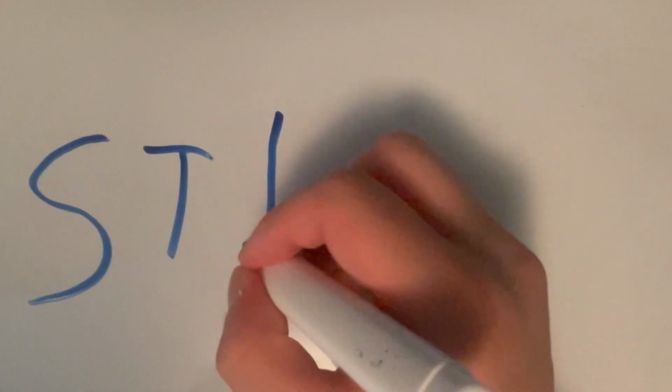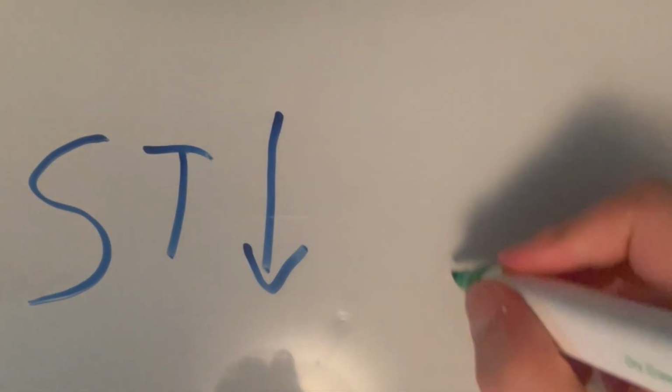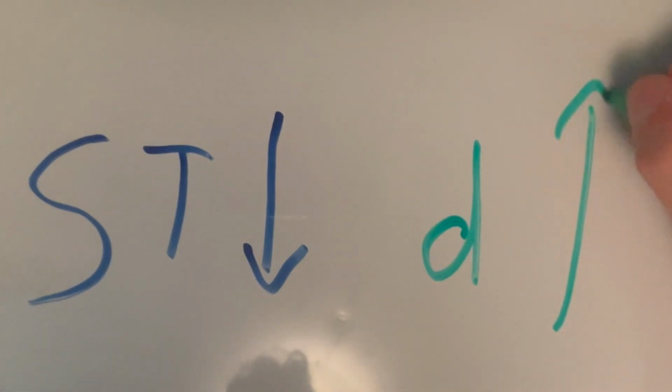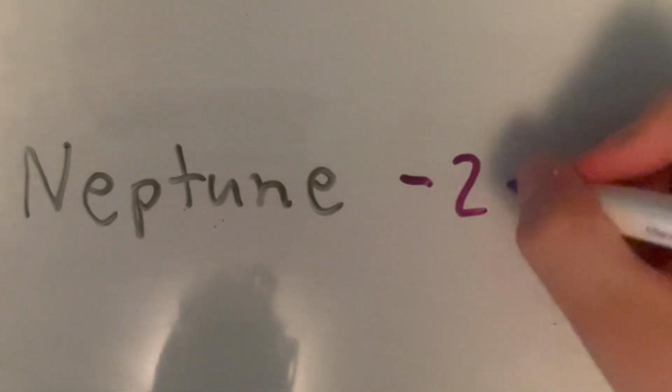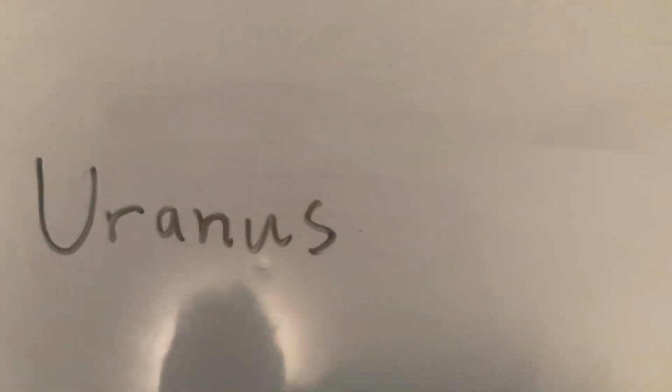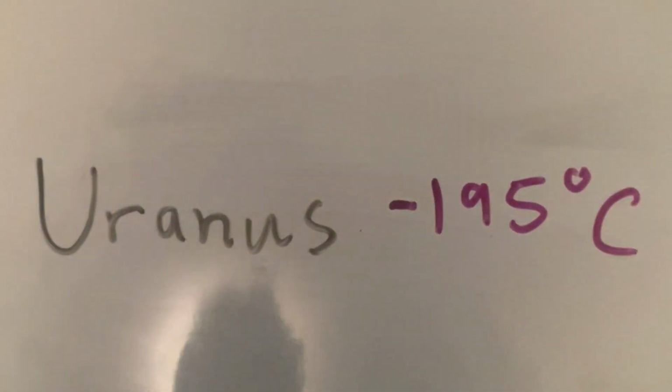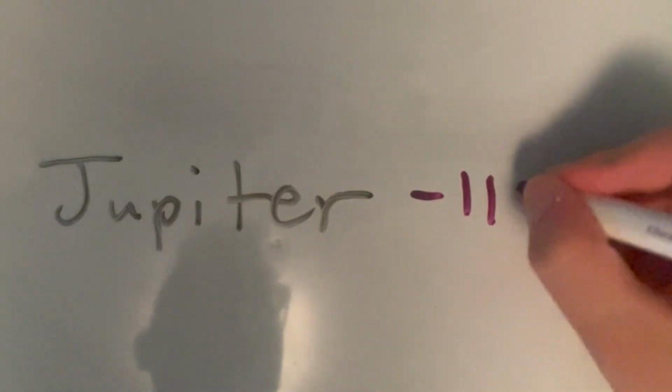Next, we can focus on the planets. We'll be ignoring their cores and interiors in the final calculation. In general, surface temperatures of planets decrease with greater distance from the sun. The average surface temperatures for planets are as follows: Neptune, negative 200 degrees. Uranus, negative 195 degrees. Saturn, negative 140 degrees. Jupiter, negative 110 degrees.